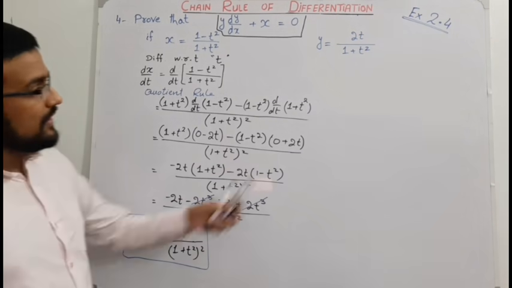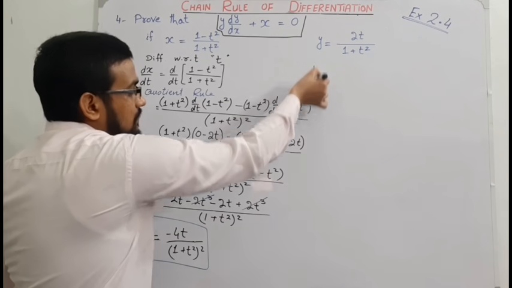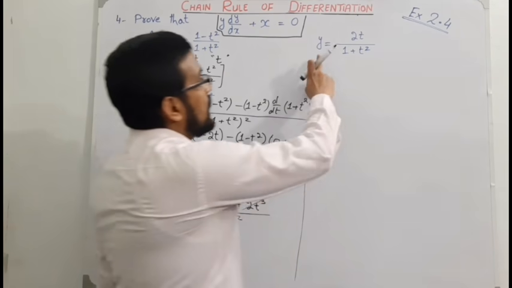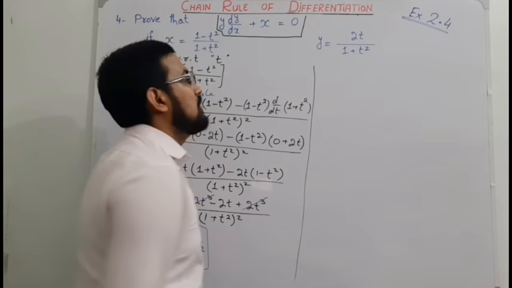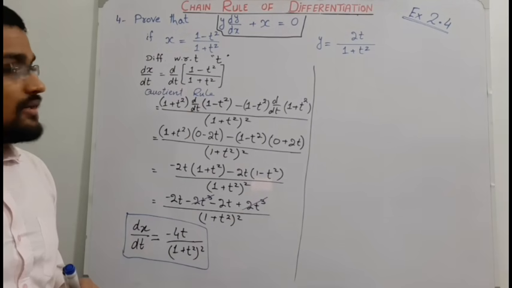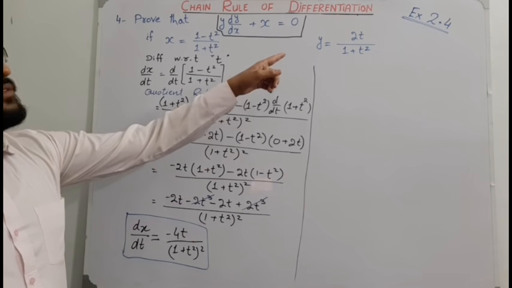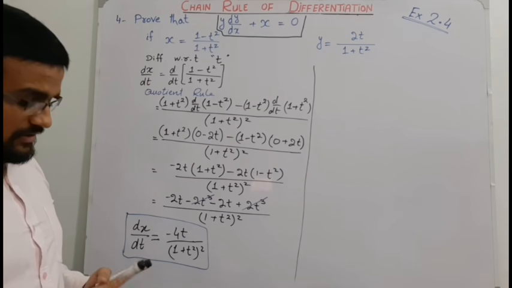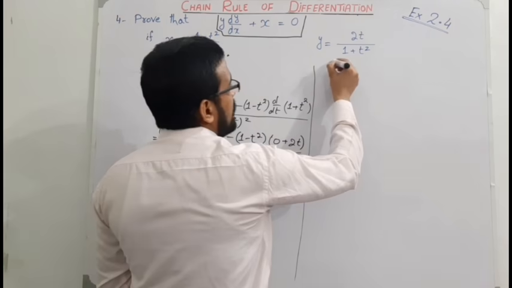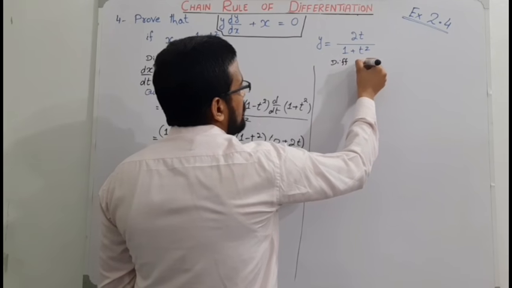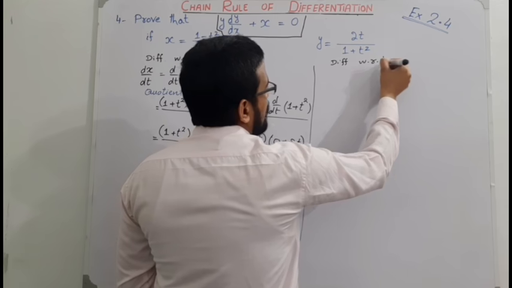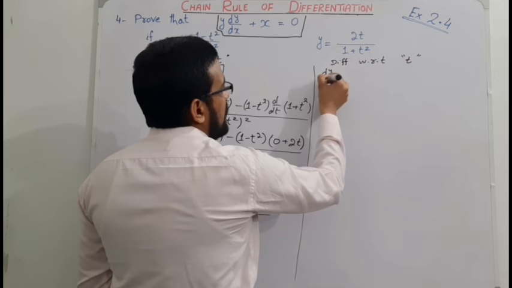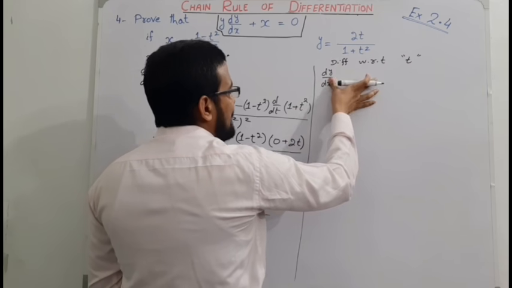Okay, and similarly here, y is equal to 2t over (1 plus t²). Again students, t is independent and y is dependent, so differentiate with respect to t again, dy over dt.